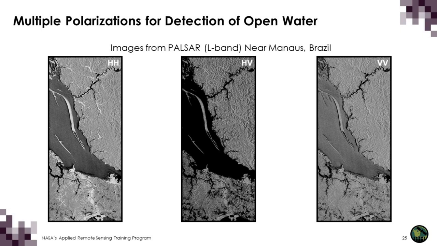With HH or VV, there's some level of scattering on the water maybe, and so there's some level of roughness, and the backscatter is a little higher. But with HV, it really does not depolarize, and it remains very low.